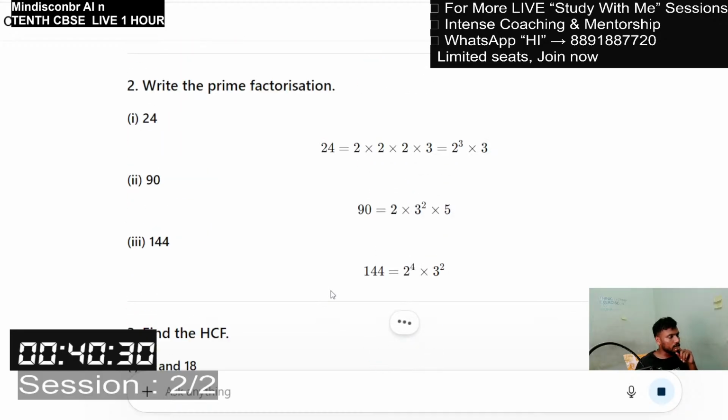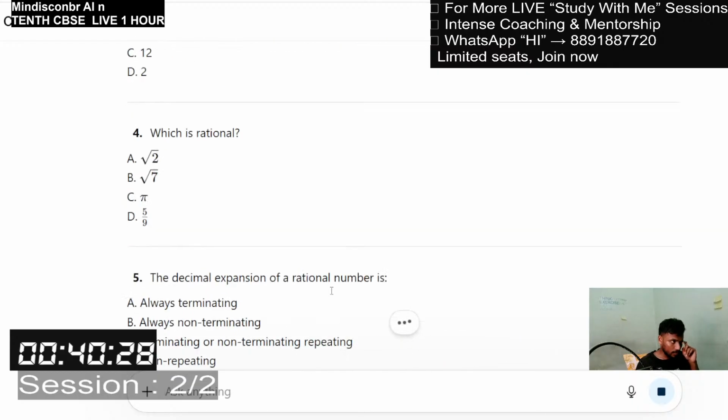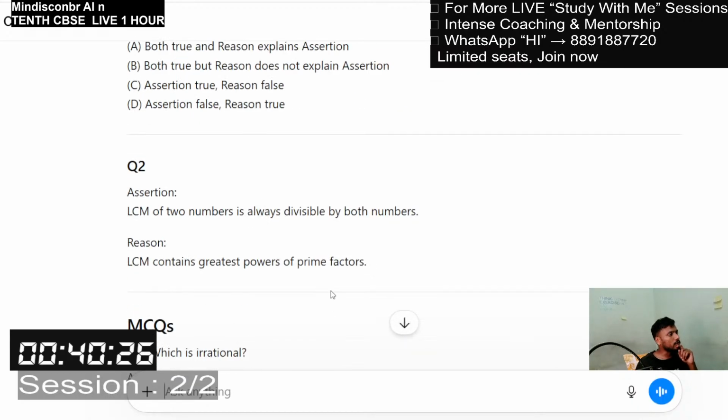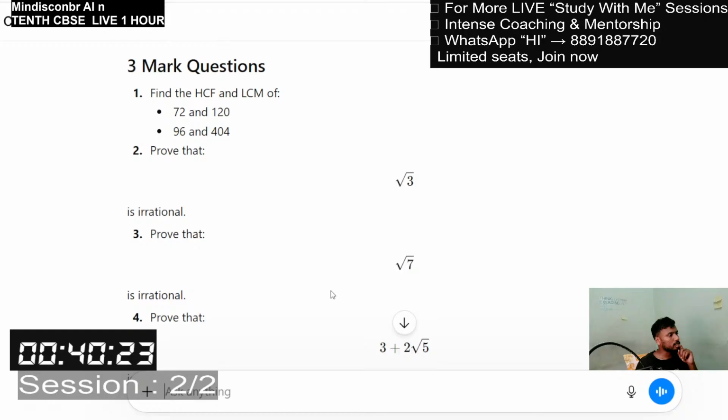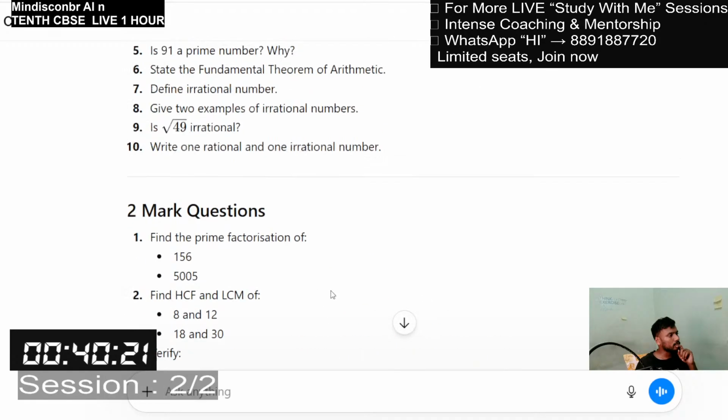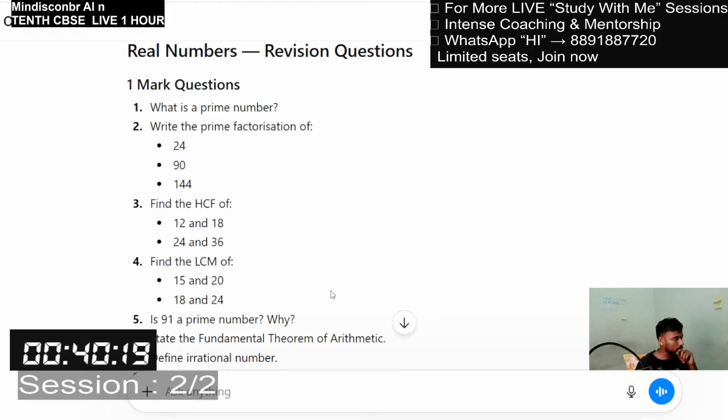Next question is, find the LCM of 15 and 20.